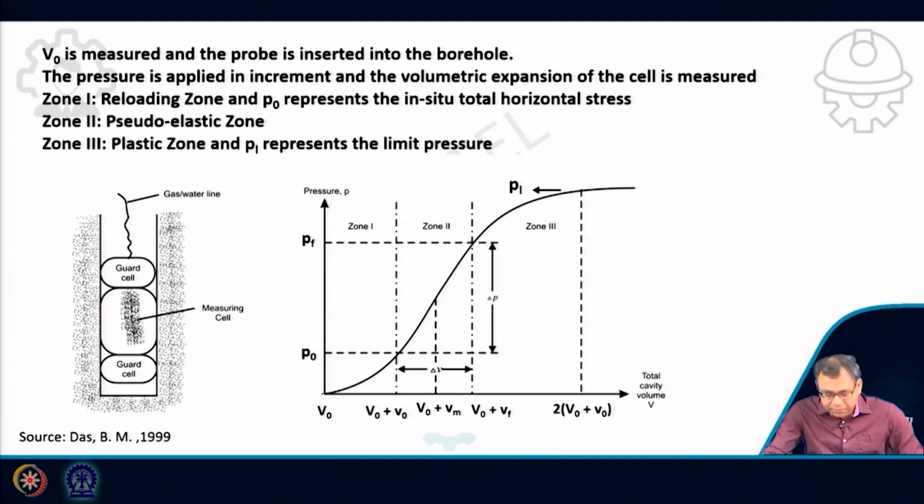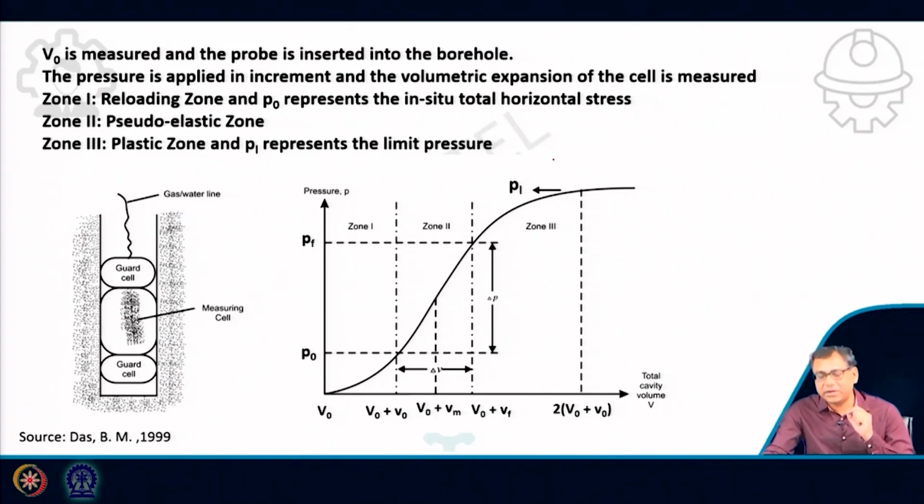How can we identify them? If you look at this curve, you will find that the middle portion is almost straight. So we identify these 2 points. The initial point of the straight portion is called P0, and the end of this straight portion is called PF. The zone before P0 is called reloading. Within P0 to PF, it is called the pseudo elastic zone, because you can see it is a straight line. After that, it is called the plastic zone, and PL represents the limit pressure.